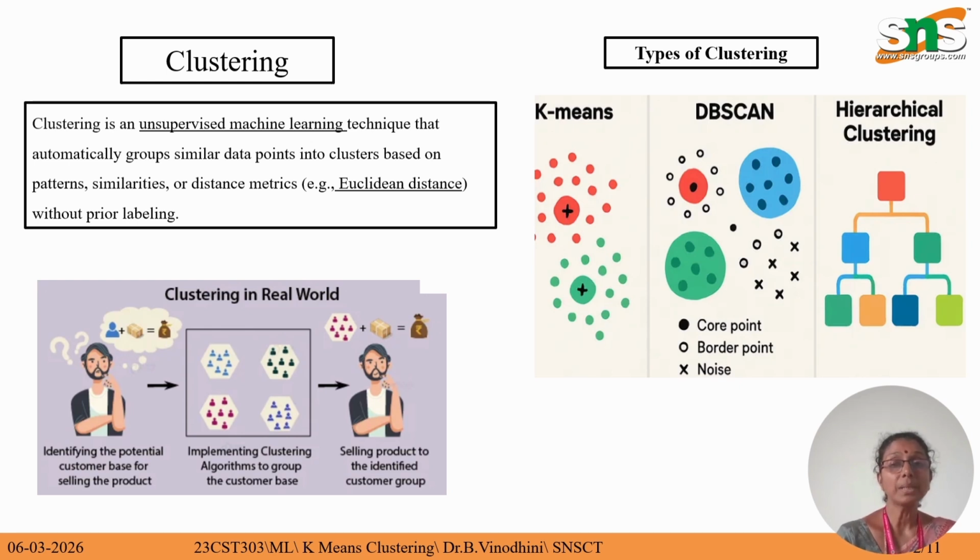Based upon the partition methods, the k-means clustering algorithm is used for partition method clustering. That means we use the centroid value to find that particular cluster. Next is density based clustering, where the DBSCAN algorithm is used. Next is hierarchical clustering, where the cluster is formed in either a bottom up or top down approach. So in terms of a tree structure, the cluster is formed. So these are the types of clustering.